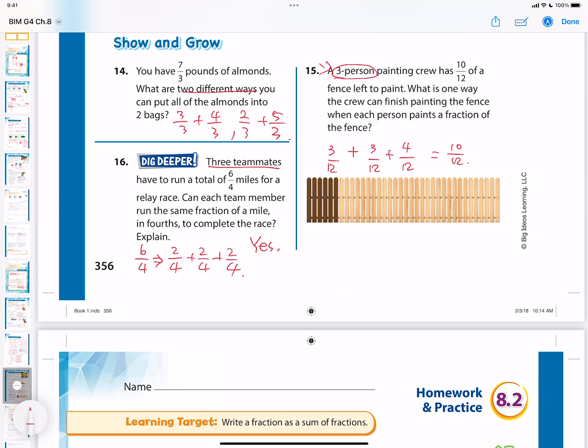They say explain, so I'm gonna write it more. Each team member can run 2/4 mile. Okay, that's it. So your homework will be 357 and 258. Okay, and please get ready for our class now and get ready for the questions that you have.